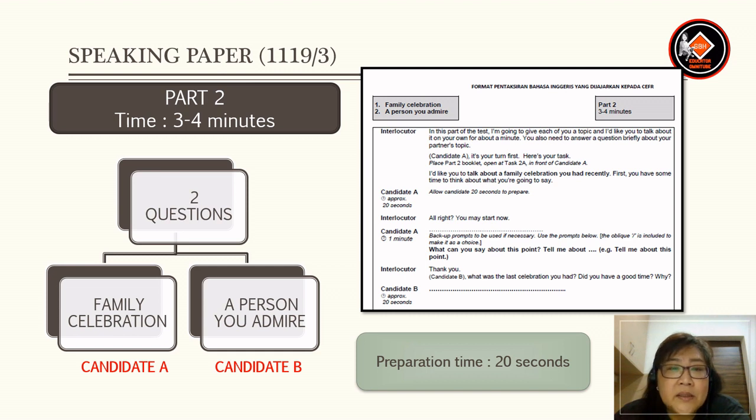Now let's look at part 2. So part 2, there will be 2 questions. Candidate A will get a question on family celebration, and candidate B a question about a person you admire. So candidate A will be asked to talk about a family celebration you had recently. And then there is a booklet given to this candidate. And then the candidate will have 20 seconds to prepare.